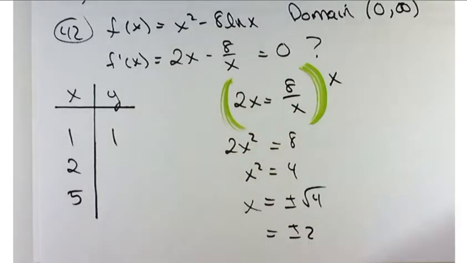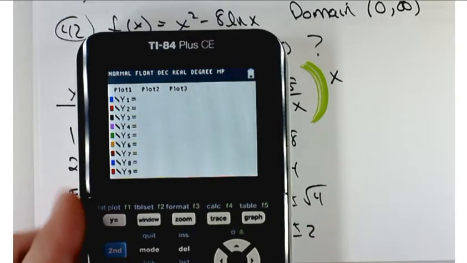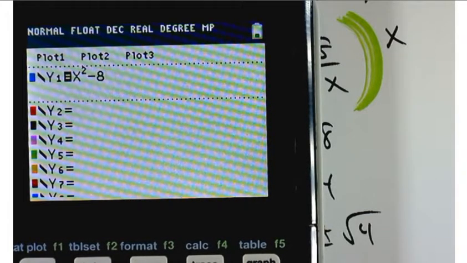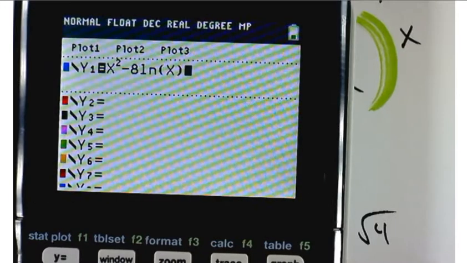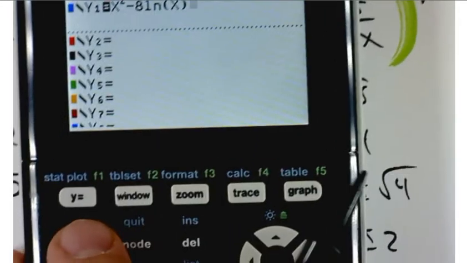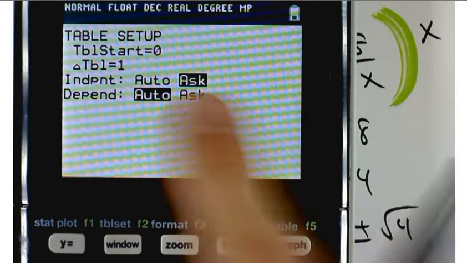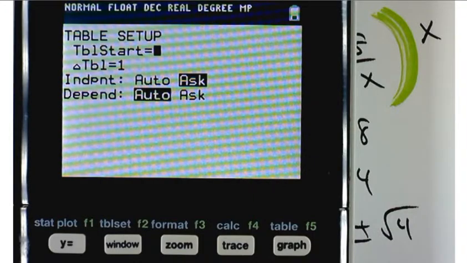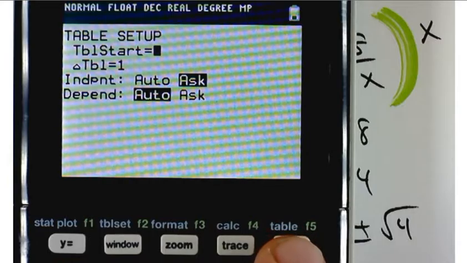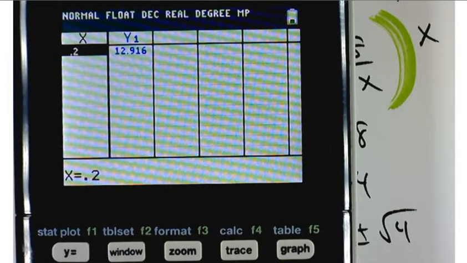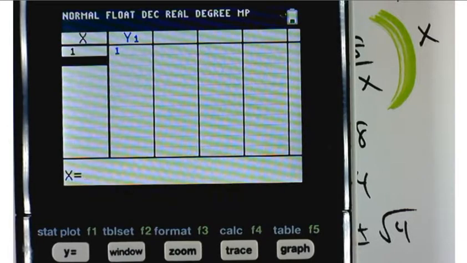So that term disappears. But here's what you do. Plug this into your calculator: x squared minus 8 ln of x. Hopefully you've kept your calculator set to the table settings. So second and then table set, so that we have independent set to ask. If not, hit second in the window and make sure that's true. With that setting though, hit the second button and then the graph key. That'll take us to a t-table. If there's some stuff there already, let's get rid of it. Let's just type in the values 1, 2, and 5. There you go.